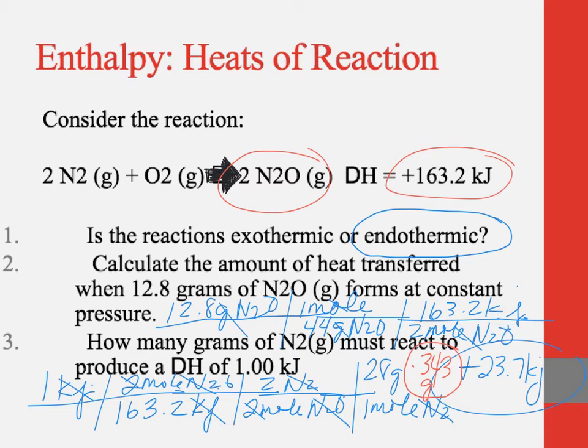Again, that should make sense because 2 moles was equivalent to the absorption of 163.2 kilojoules. Now I only want to absorb 1 kilojoule. It's got to be a very small amount of mass. Again, this whole thing demonstrates that energy is being transferred from the surroundings to the system. Why? Because it is absorbing energy.